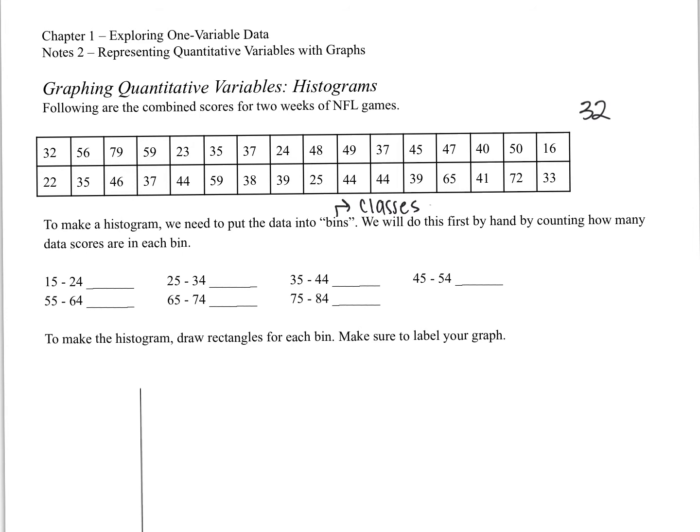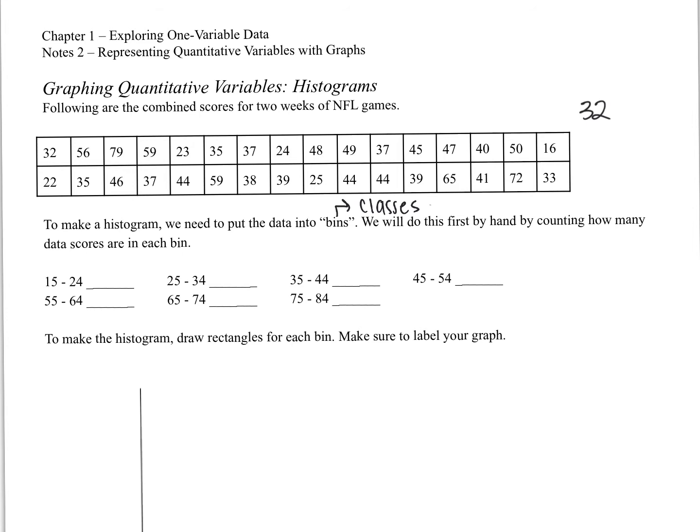So in our table, we have the smallest score is 16 and the largest score is 72. So it's a pretty good width, and we want to come up with a pretty nice size that's going to give us a pretty good distribution, and that size is going to be 9. So we're going to start at 15 because I don't need to start at 0. We're going to go 15 to 24, 25 to 34, 35 to 44, so on and so forth.